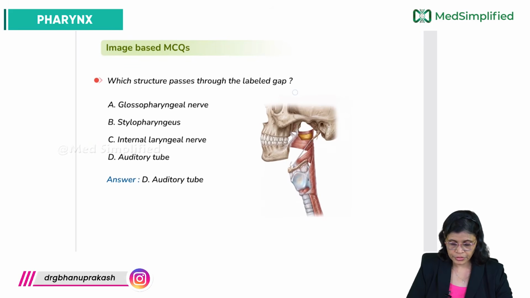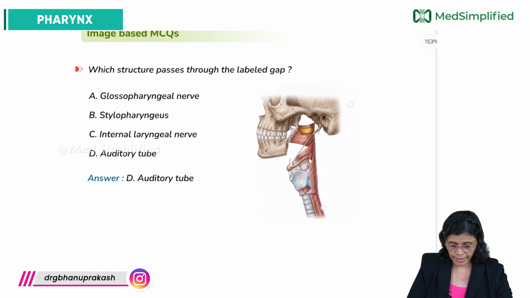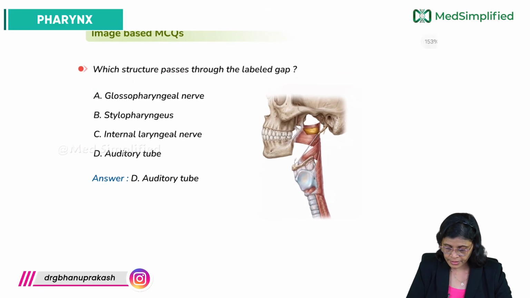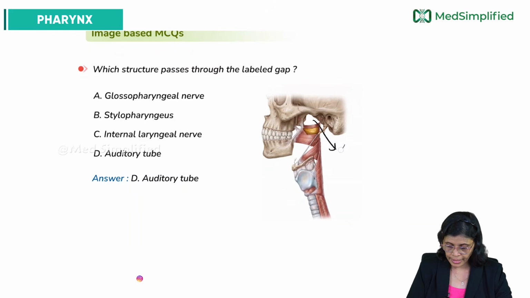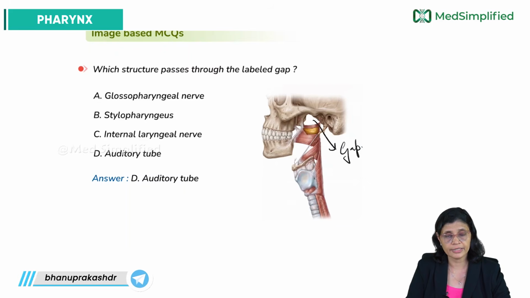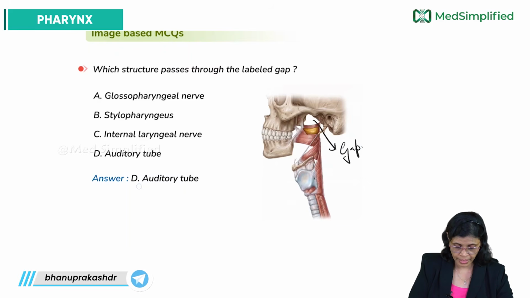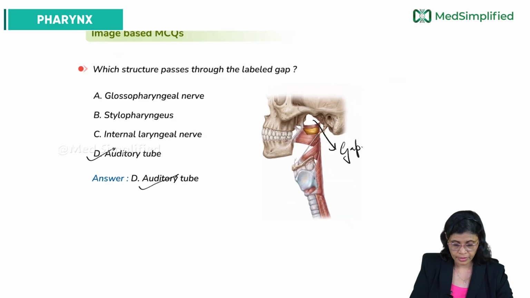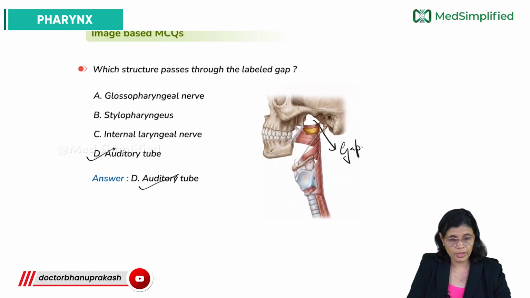So that is the palatopharyngeus muscle. Which structure passes through the labeled gap? The labeled gap is here. What is the gap between the superior constrictor and base of the skull? It is the sinus of Morgagni. So we have the auditory tube passing there, correct? Among the options, glossopharyngeal nerve passes between the superior and middle constrictor. Stylopharyngeus along with glossopharyngeal between superior and middle. Internal laryngeal nerve will pass between the middle and the inferior constrictor.